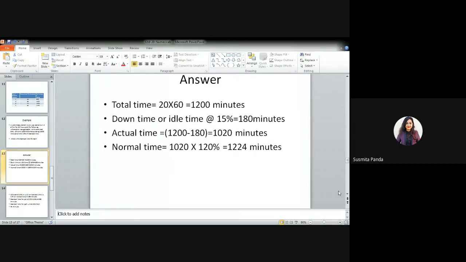So it's 1360. Yes, sir. It's 1360. Okay, that is correct. And the standard time for each unit produced. Sudipta Swami, what is your answer for the normal time? So 1224 minutes. Okay, fine. So for each unit, it's 4 minutes. Okay, that is the correct answer. Yes, sir. It's 4. I'll move to the next slide.